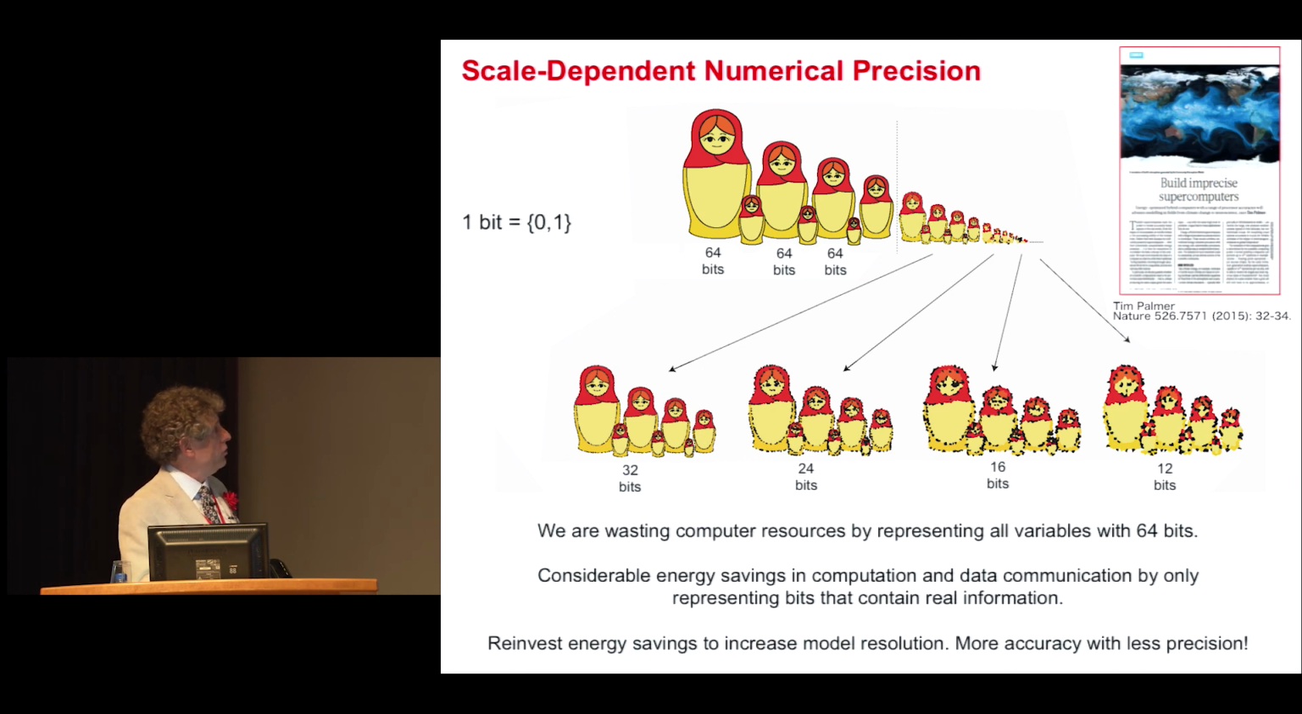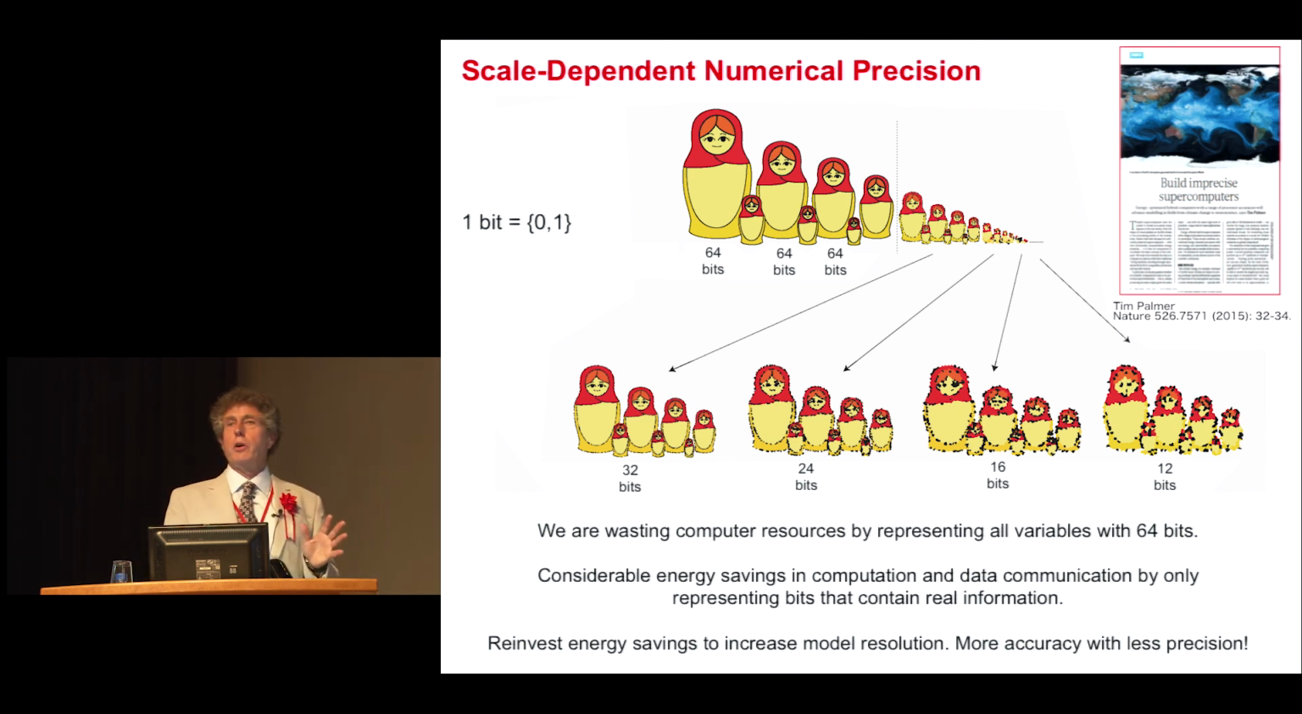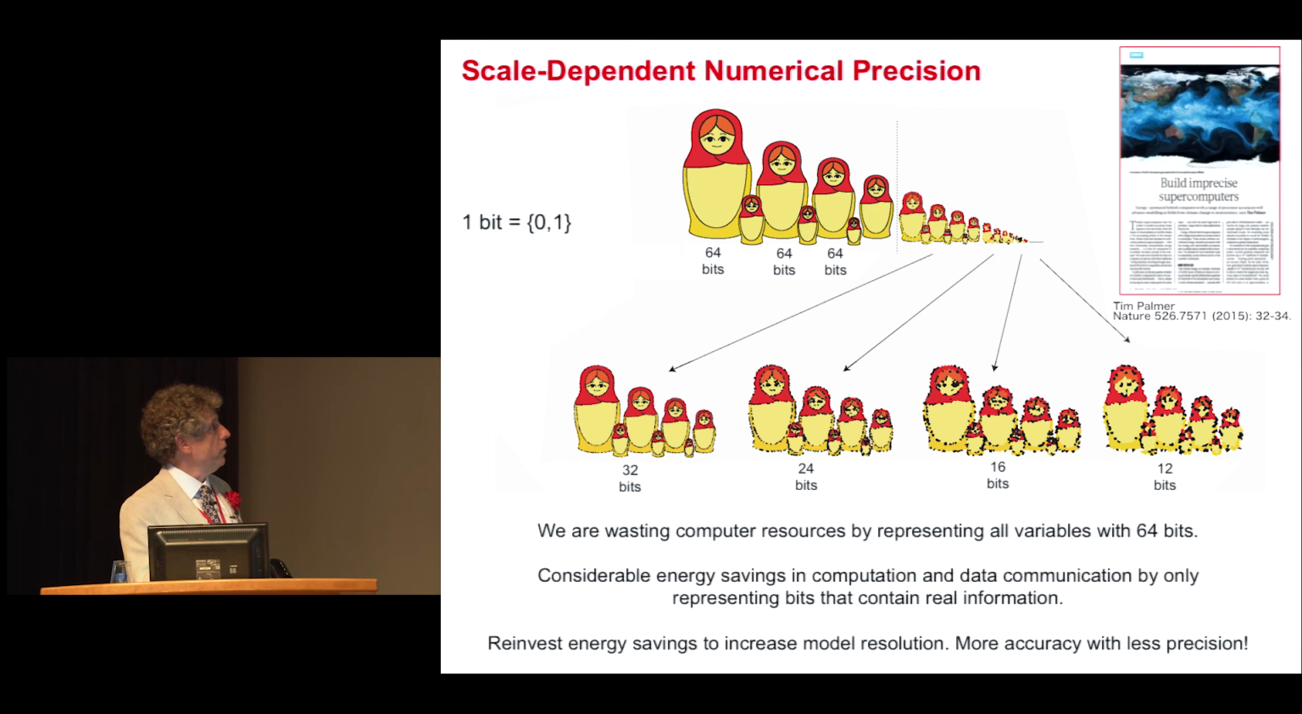In computing language, a bit is a binary digit, which is either a 0 or a 1. It's the essential quantum of computing, 0 or 1. And in conventional scientific computing, across pretty much the whole of science, the default is that every variable, let's say here a Russian doll, is represented with 64 bits. Now, if we have a billion Russian dolls, then we have 64 billion bits which are being moved. And this takes up a lot of energy to do that.